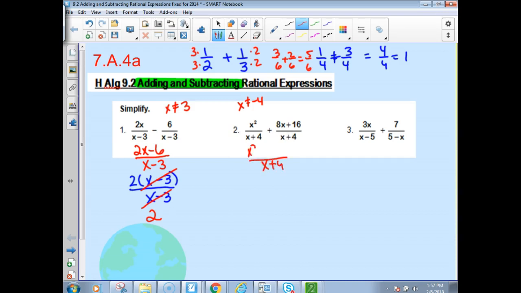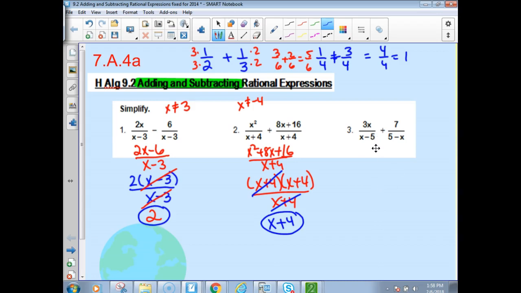All right, so these denominators match, so we add the numerators. x squared plus 8x plus 16 all over x plus 4. Then you would factor the numerator, x plus 4 times x plus 4, because that's a perfect square trinomial. And one of the x plus 4s would cancel out, leaving you with just a simplified x plus 4.